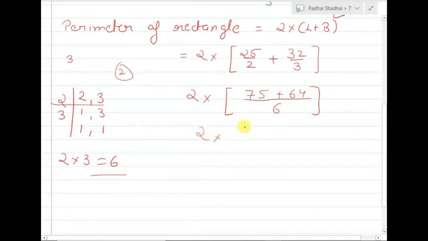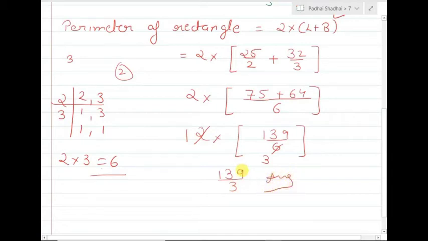2 into bracket 75 plus 64, that is 139 by 6. Okay, we can cut this one, beta. 2 we can cut it with 3, 6, that is 3, we can cut it. 2 3s are 6. So the final answer we will get is 139 by 3. Okay, we can even convert this into a mixed fraction as it is an improper fraction.